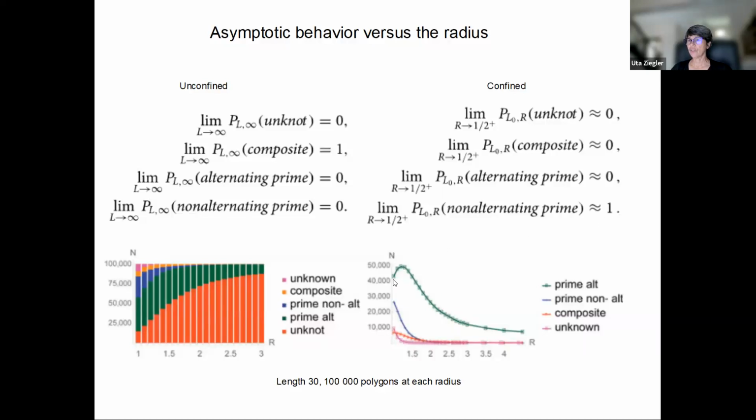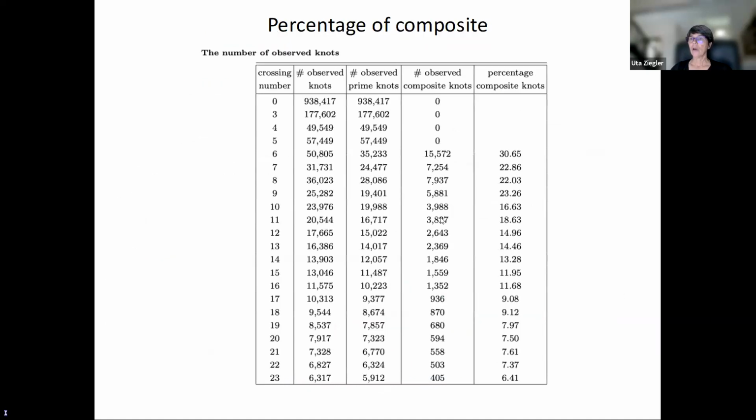The diagram here shows the prime alternating knots, which already decreased going towards a radius of 1. We have the prime non-alternating increasing, and we still have a fair number of composites here. This data is for length 30. This is one more piece of information which says that the number of composite knots decreases. This is the crossing number of polygons in our data, and we can see that as the crossing number increases, the percentage of composite knots decreases.